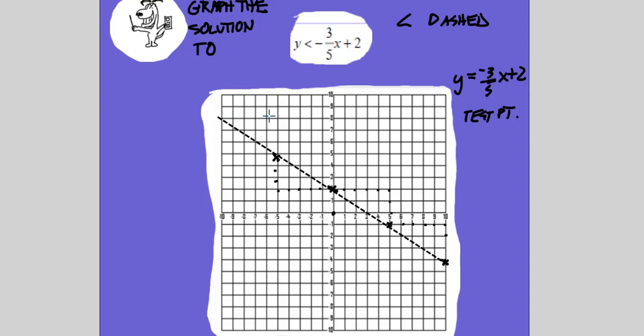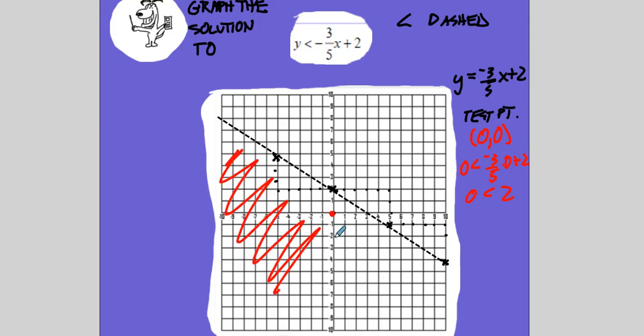Once again, this does not go through 0, 0, so I can use that as a test point. Okay, so let's plug that in. 0 less than -3/5 times 0 plus 2. Well, that's 0 less than 2. Once again, that's true, so I'm going to shade the left half plane.